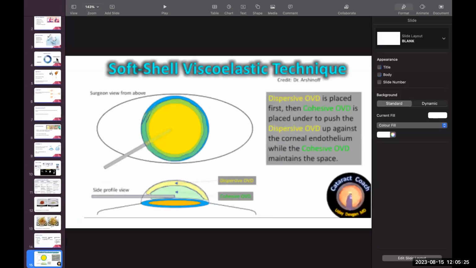A special mention for the soft shell viscoelastic technique given by Dr. Arshinoff before viscoadaptive viscoelastics were introduced. He used dispersive and cohesive OVDs together because it gave protection for the endothelium and it maintained space.